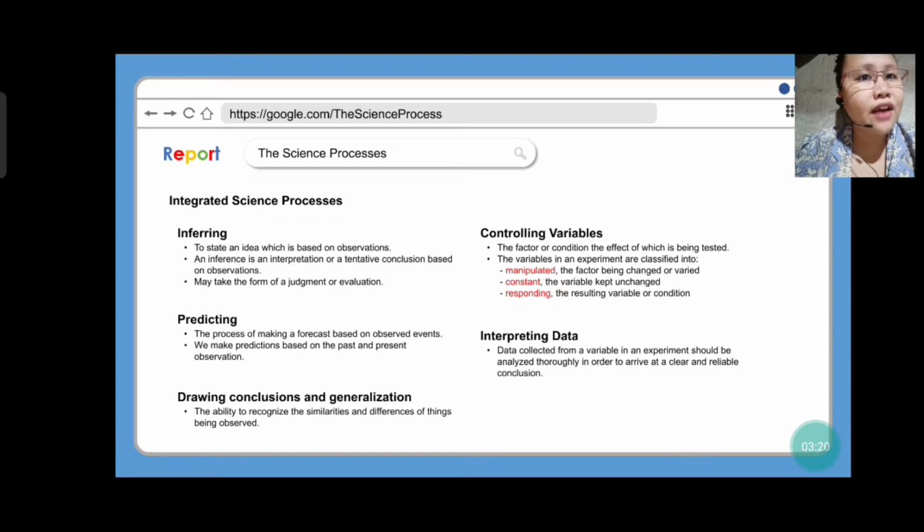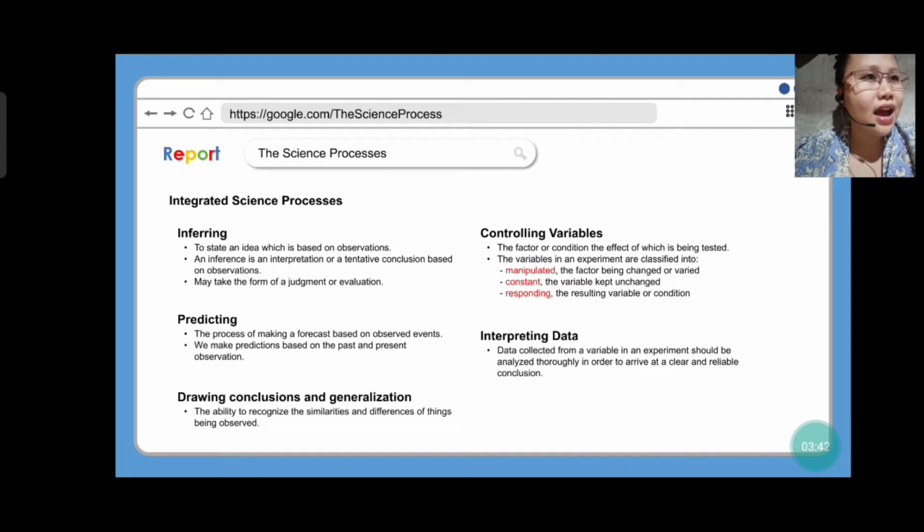So first, we have inferring. Second is predicting. Third is controlling variables. Fourth is interpreting data. So first, we have inferring. So what is this inferring? Since it is a higher order thinking skill, inferring is to state an idea which is based on observation.